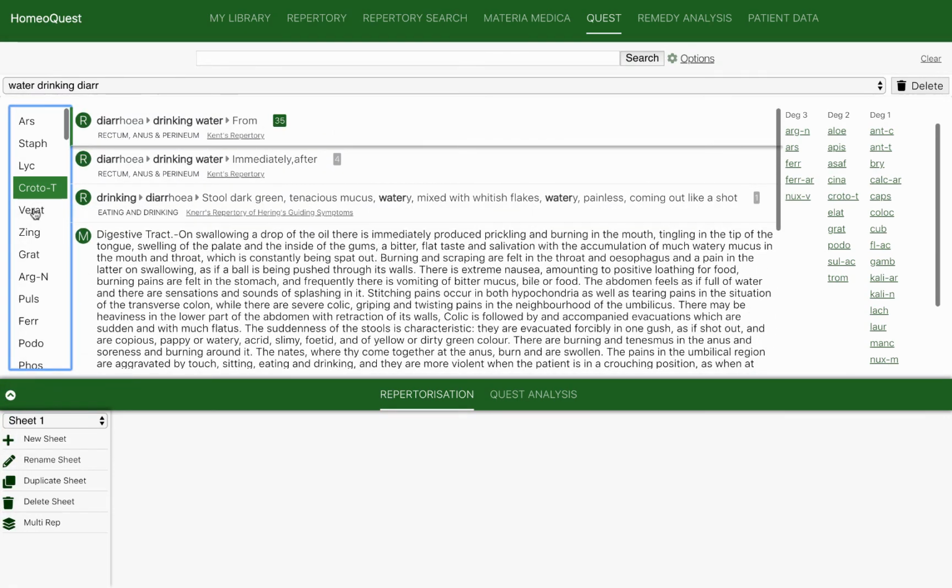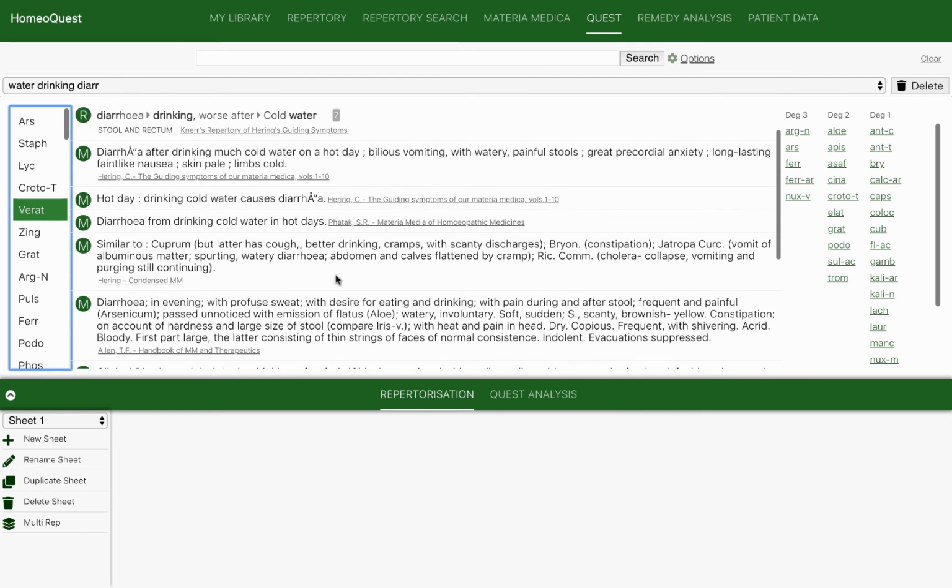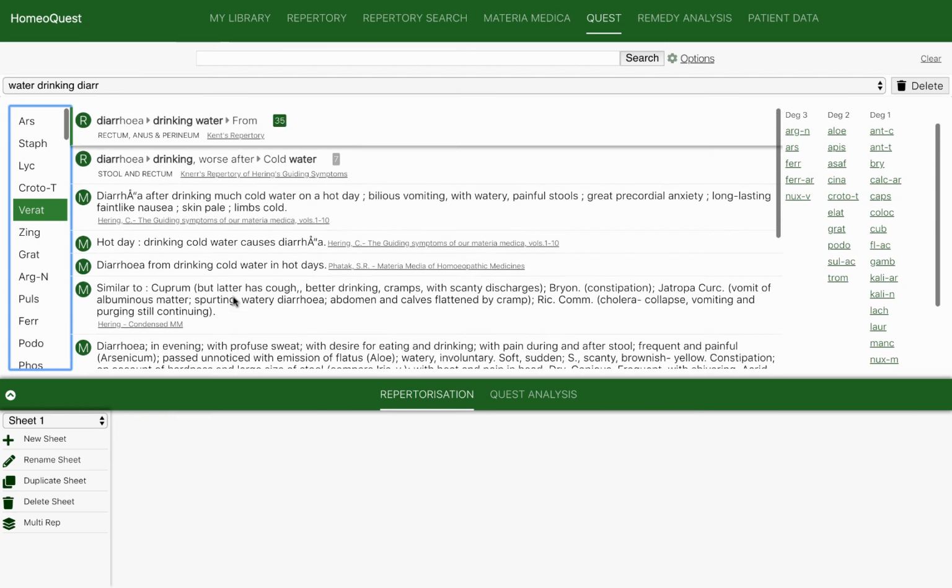Then we have Veratrum, again another great diarrhea remedy. Drinking water from, again cold water from. So all these remedies have cold water and drinking water, right? A hot day, drinking water cold causes diarrhea. Interesting. It was a hot day. It was a very hot day. And then again, with profuse sweat, we don't have that information, right?